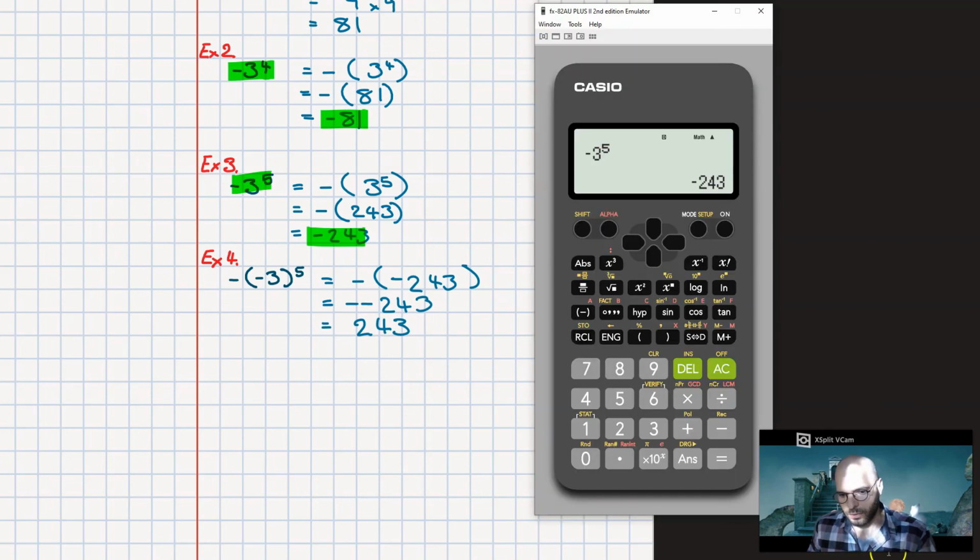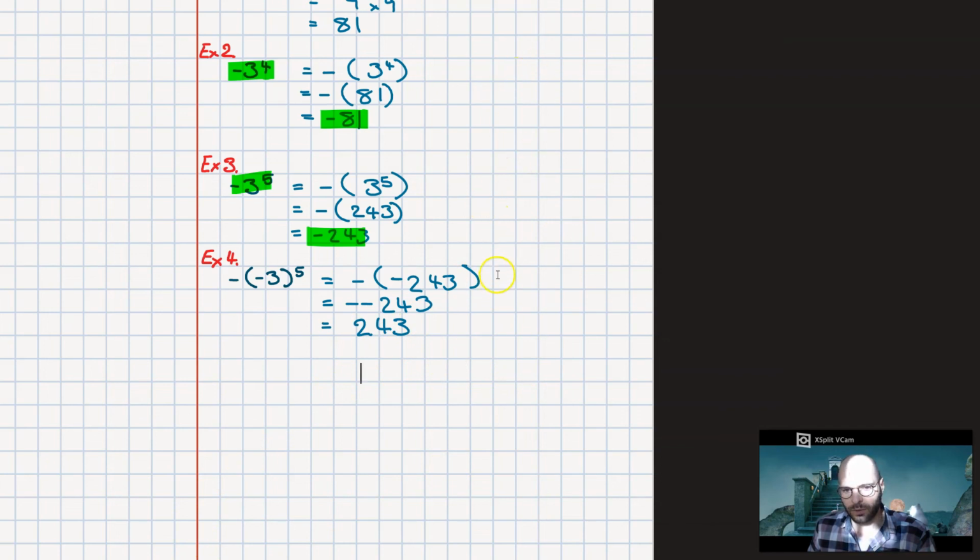Now verifying that with the calculator, we're going to go minus 3, close the brackets, raise it all to the power of 5, and boom, 243, just as expected. So this has been a video demonstrating how we deal with the condition of having negative bases.